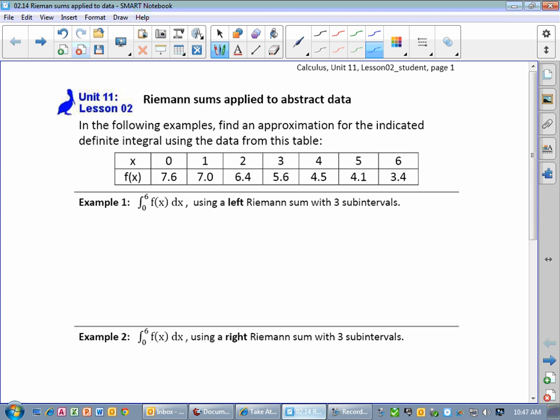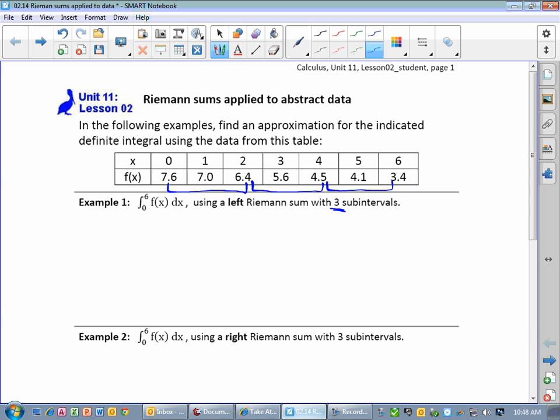So again, we have our x values and our function values. It says using a left Riemann sum with 3 subintervals. So we're going to take our data here from 0 to 6. And notice it's nice and even. It's 0, 1, 2, 3, 4, 5, 6. They're all the same space. And it just goes from 0 to 6. So that's our integral. We're going to break this into 3 equal sections. So we go from 0 to 2, from 2 to 4, and then from 4 to 6. So those will be our 3 equal sections.